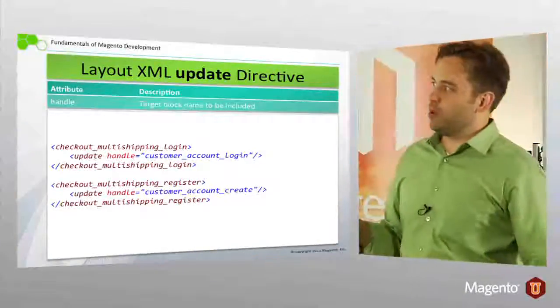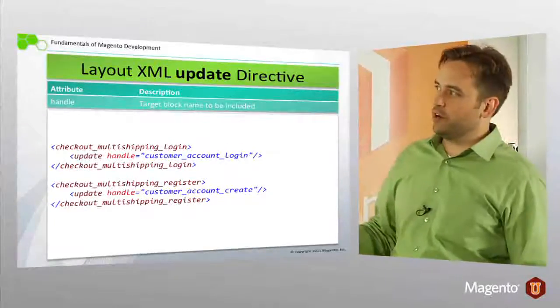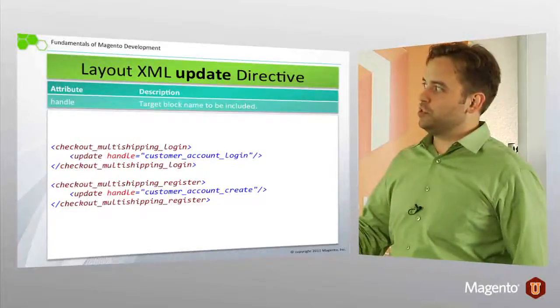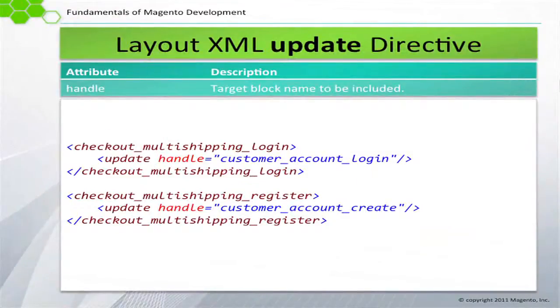So that means that when we're on the route customer account login, we see a certain screen. Here, we're on checkout multi-shipping login, and we still just get these instructions. Does that make sense? If we didn't have anything in here, then checkout multi-shipping login would have no instructions. We'd just basically have an empty Magento page. We'd have the layout and everything, but we wouldn't have any instructions.